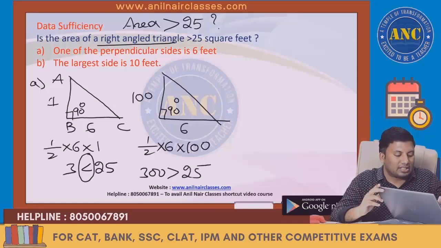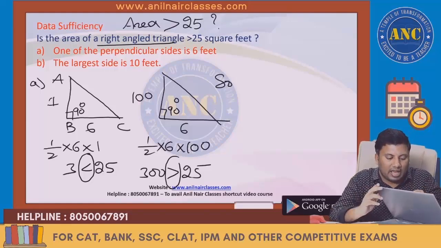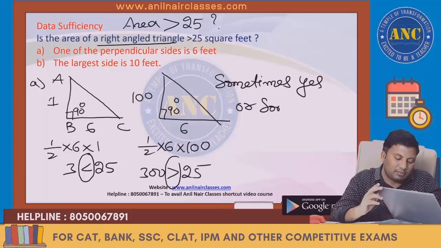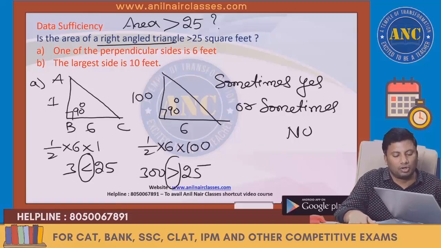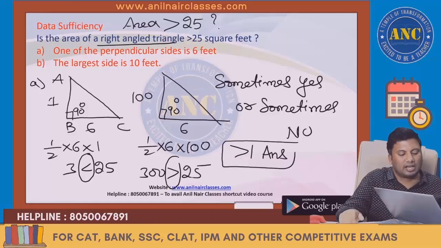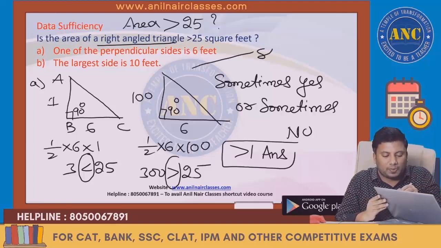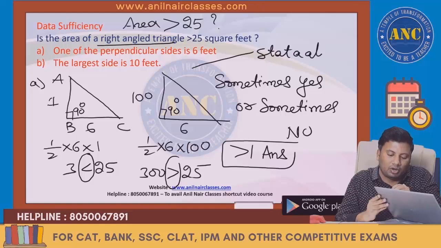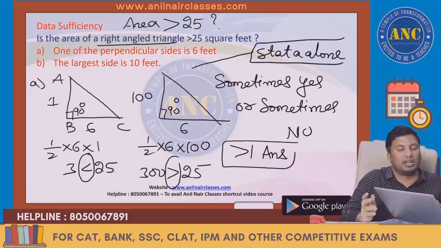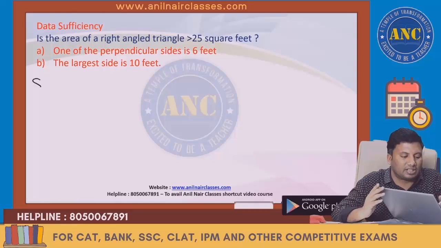I am getting less than sometimes and greater than sometimes. So I am getting the answer sometimes yes and sometimes no. I don't want sometimes yes or sometimes no. That means I am getting greater than one answer. If I am getting greater than one answer for statement A, then I will go to statement B alone. This is the explanation for statement A alone, which gives me greater than one answer.